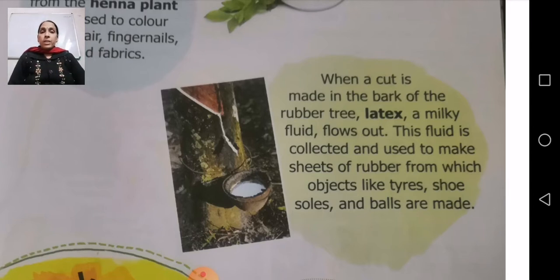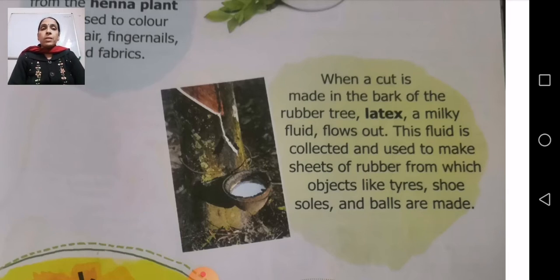Latex is what, as you can see in the picture, a white colored liquid which is coming out from the trunk. Now what do we do on the trunk? On this rubber plant tree, we will make a hole in the trunk and then we will put a stick inside it. We leave the hole open, and as the plant keeps on processing this fluid, that milky fluid will come out from that only. So that is known as latex.